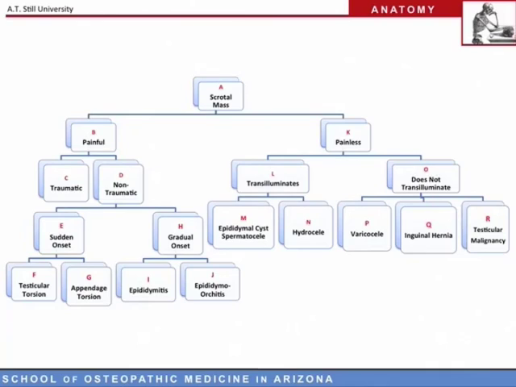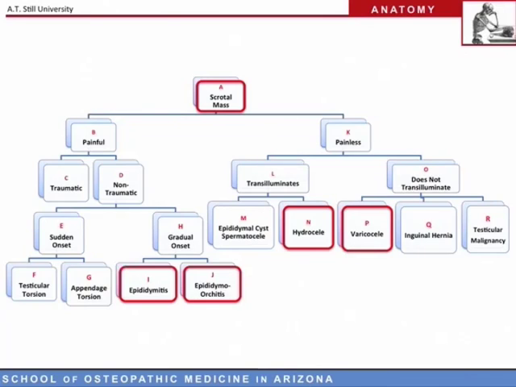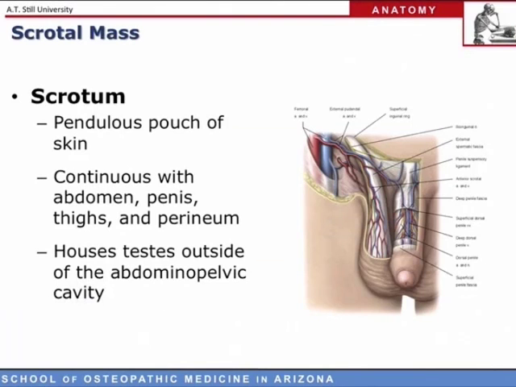And here we have the scrotal mass scheme, and so it's obvious that all of the schemes within this genitourinary module will be important for you to know your anatomy, but the nodes under this scheme that particularly jump out at me as being important for anatomy are here on the painful side of scrotal mass would be epididymitis and epididymo-orchitis, and then on the right side, on the painless side, we should have hydrocele, varicocele, and we'll also talk about inguinal hernias. Okay, so let's get right into the scrotum.